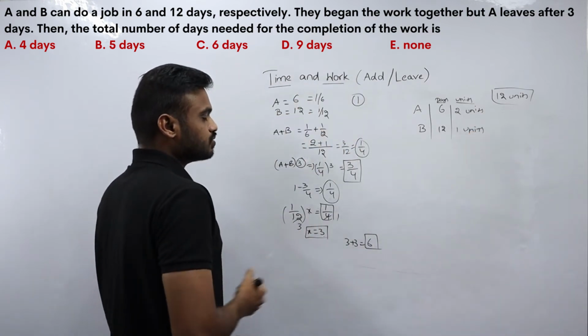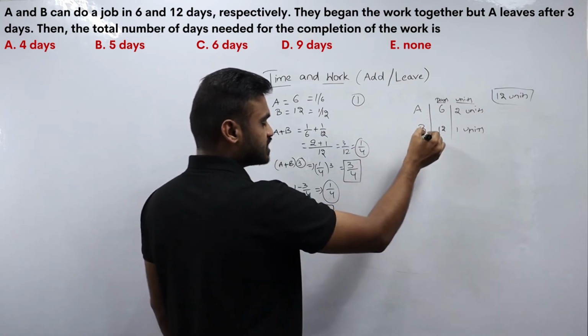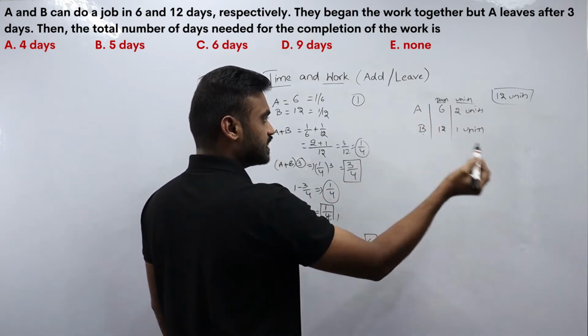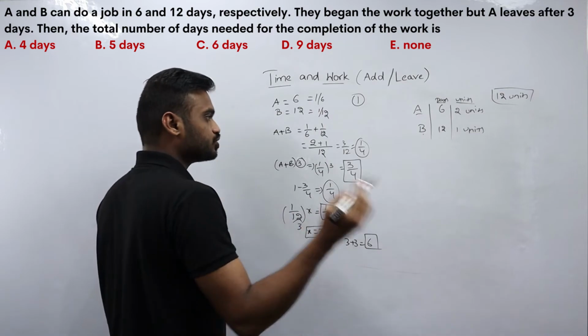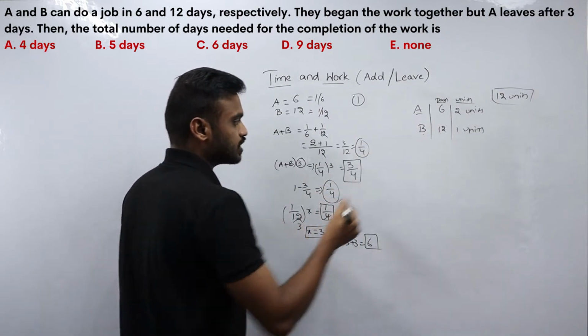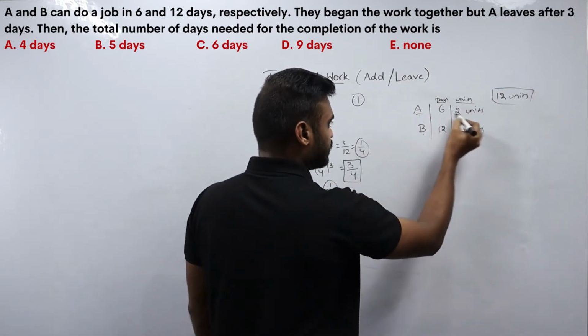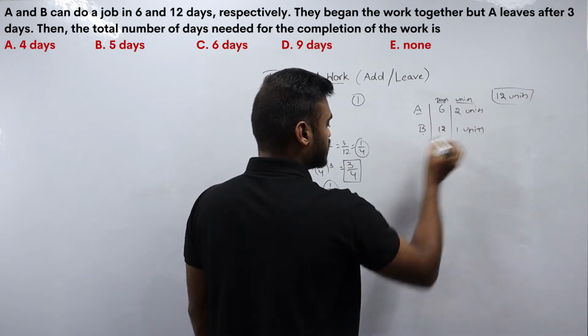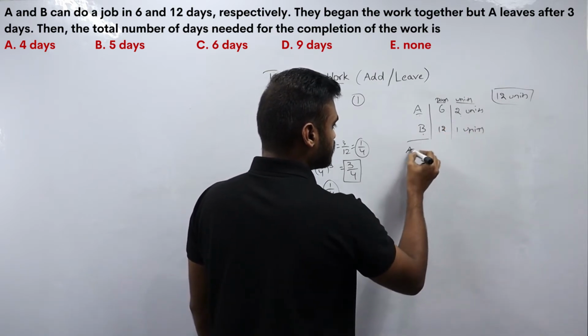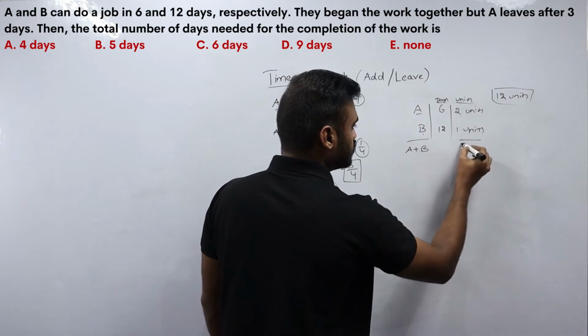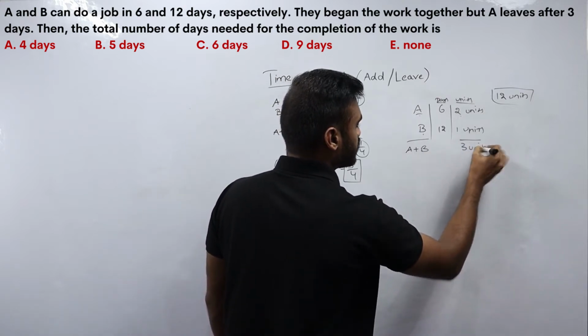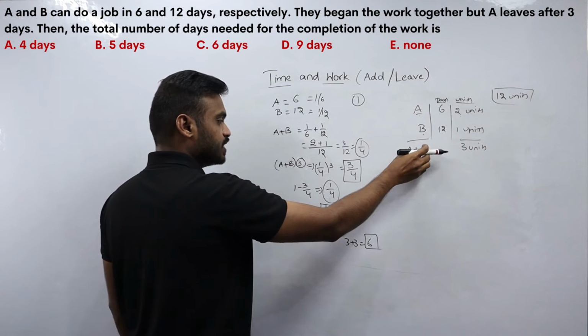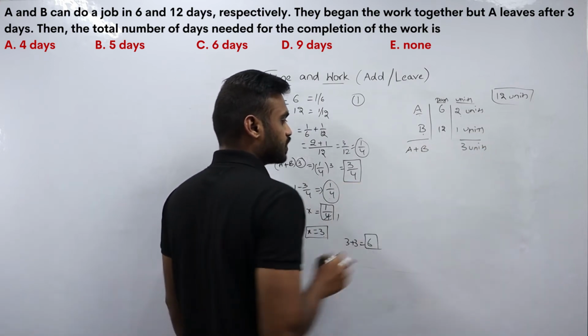Now they are saying that A and B started work together and after 3 days A left the work. Up to 3 days A and B have been working together. So per day A is completing 2 units and per day B is completing 1 unit. So A plus B can do 3 units of work per day.